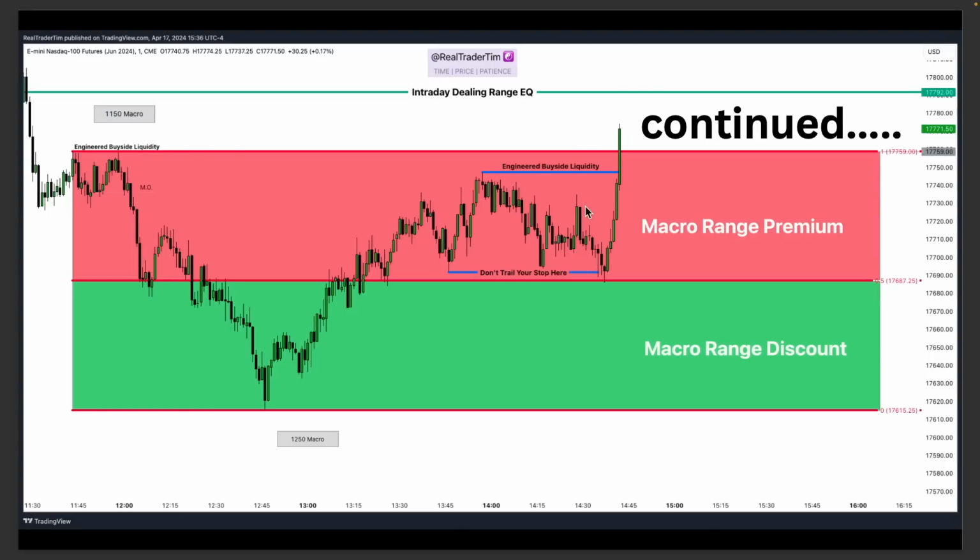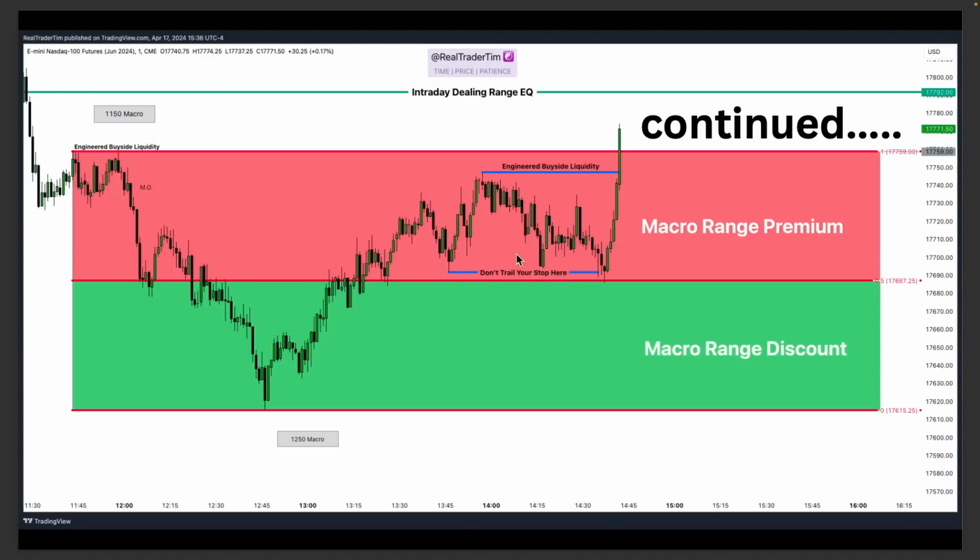Because sometimes we'll see where Nasdaq, which we're analyzing here, will fall just short of equilibrium of the intraday range, but ES will get there. So if we want to really lock in profits, and again, this is a great move, okay? If we want to lock in profits, engineered buy side liquidity, these equal highs, that low hanging fruit is a great objective.